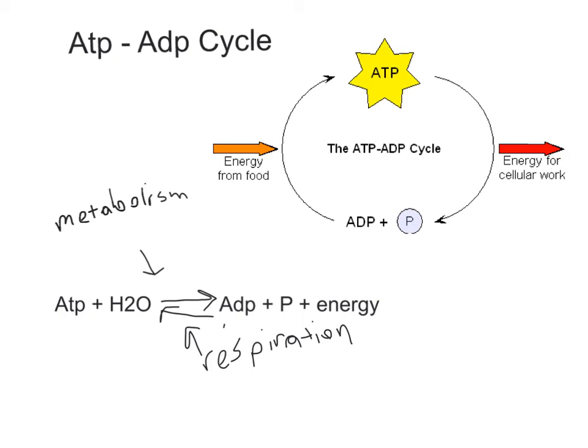So again, in this direction dephosphorylation occurs, and in this direction phosphorylation occurs. And you get this cycle where you're using ATP for metabolism and creating ATP from cellular respiration. Using, creating.